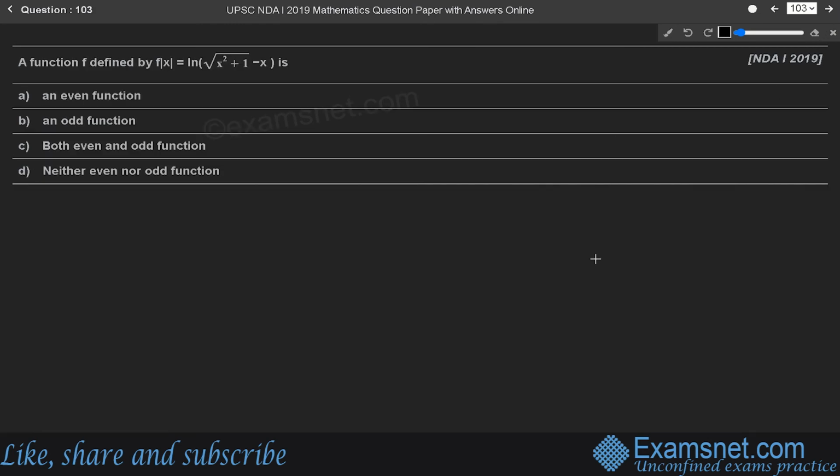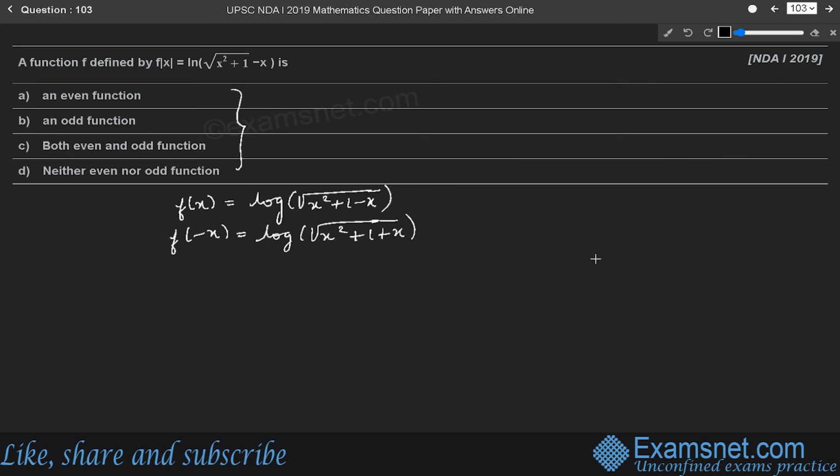Next question is, a function f defined by f of x is equals to log of under root x square plus 1 minus x is. We have to find which of the following options is correct for the given function. F of x is given, so f of minus x will be equals to log of under root x square plus 1 plus x.